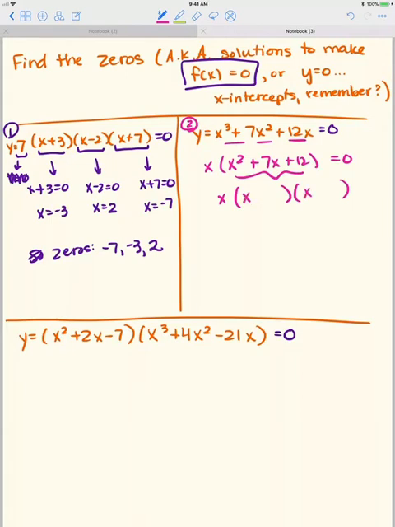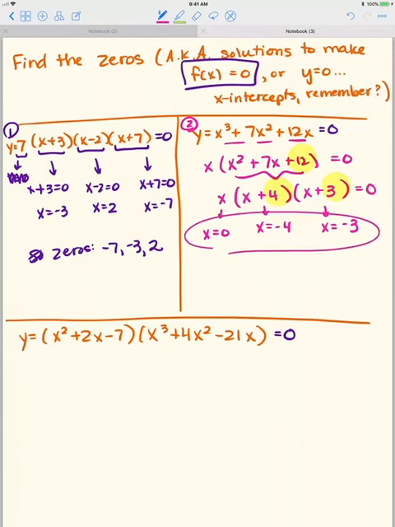So I get x and x, and then I need 2 numbers that multiply to give me 12, but add to give me 7. So that's going to be a +4 and a +3. And now that that's factored, we can just set each piece equal to 0. So x is 0, x is -4, and x is -3. And those are the zeros for that problem.